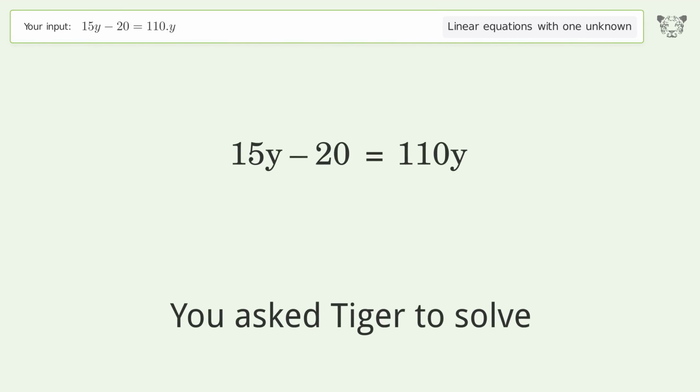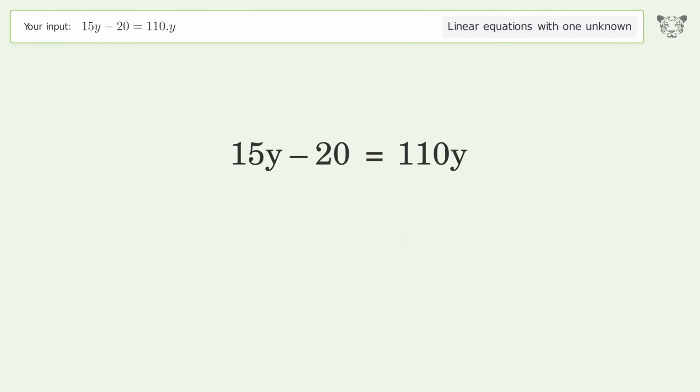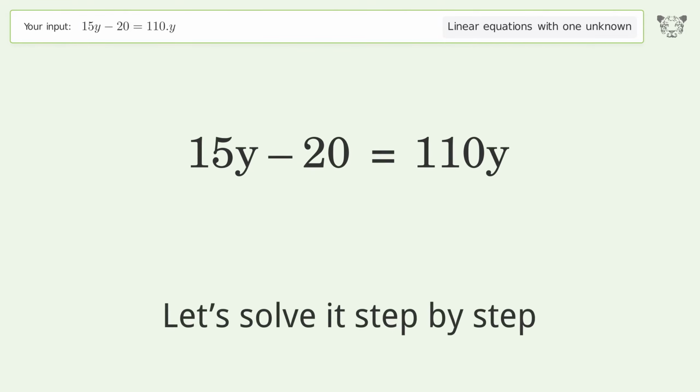You ask Tiger to solve. This deals with linear equations with one unknown. The final result is y equals -4/19. Let's solve it step by step.